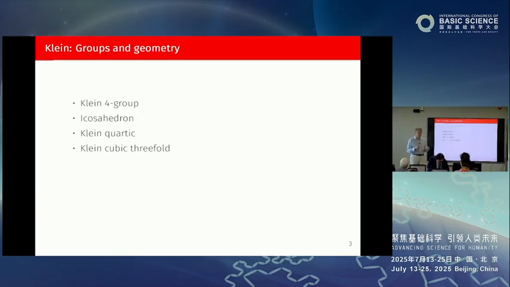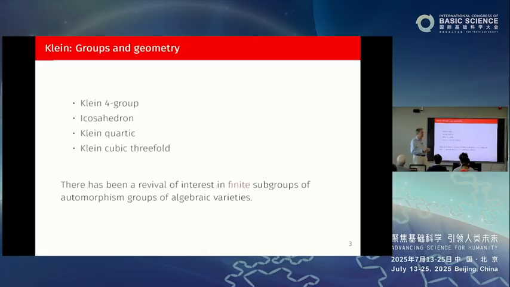Klein's approach to groups in geometry: there are general principles that drove the field forward, but then there are these amazing coincidences, like these very special symmetries and groups that come up over and over. I think that's also part of the beauty of algebraic geometry in small dimensions, where you run into these things. So I'll talk about the Klein 4 group, icosahedron, of course, Klein quartic, Klein cubic threefold.